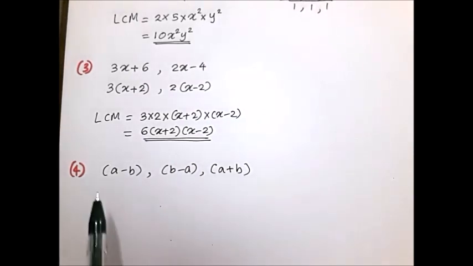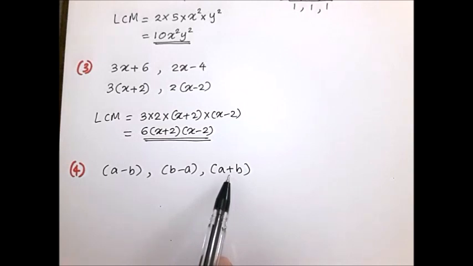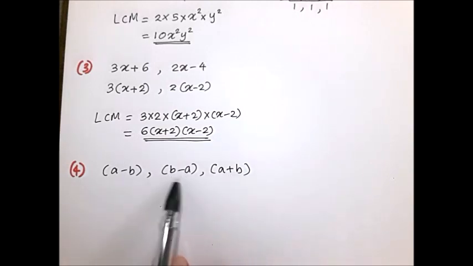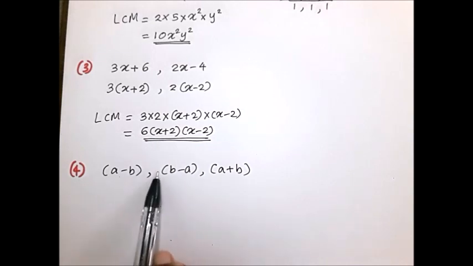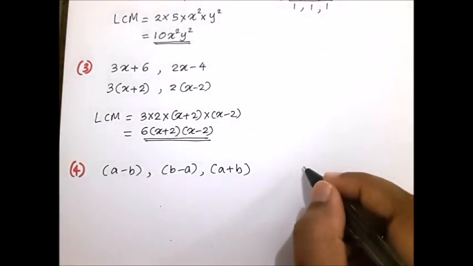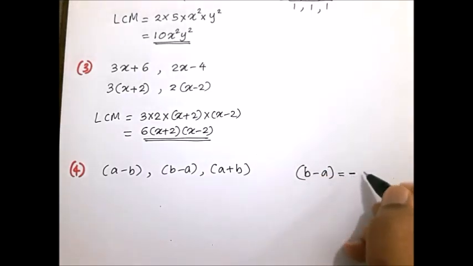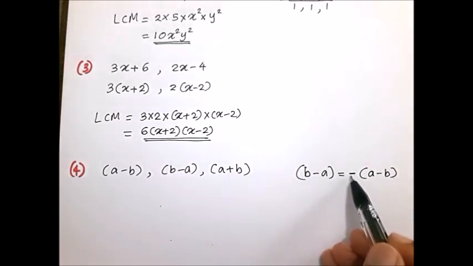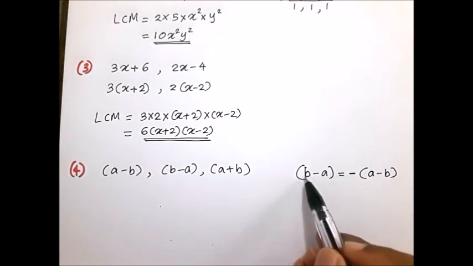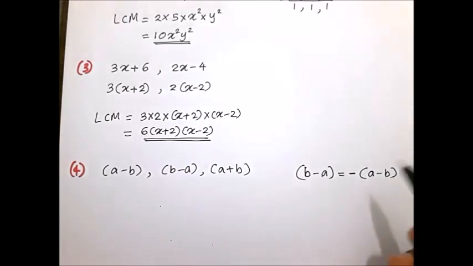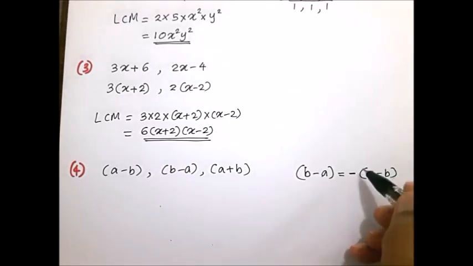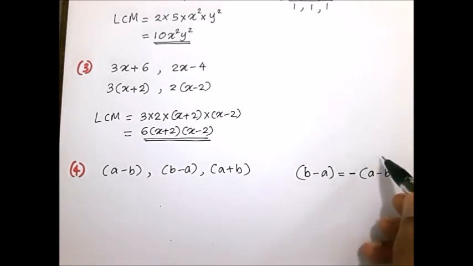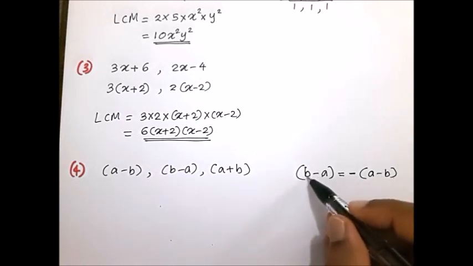Then the fourth example, a minus b, b minus a and a plus b. You can arrange b minus a as a minus b by taking the minus term out. Look at this one. b minus a equals minus times a minus b. If you are taking the minus sign out from the bracket, the signs of these two terms are changed. Now you can check whether this is correct by removing the brackets. Minus multiplied by a is minus a, minus multiplied by minus b is plus b.